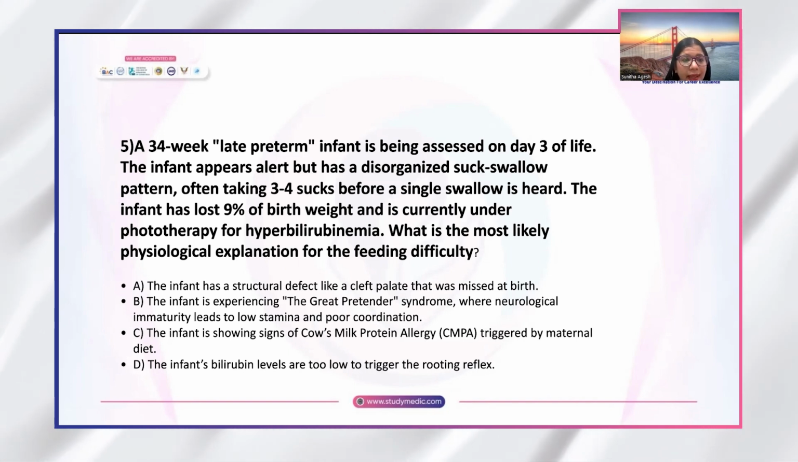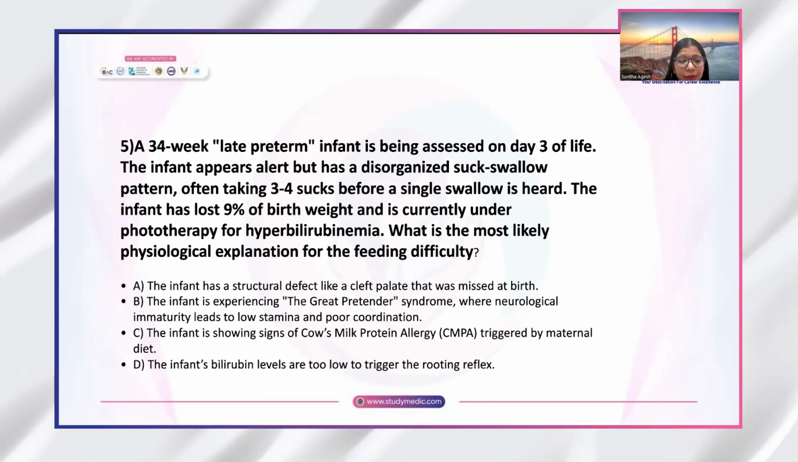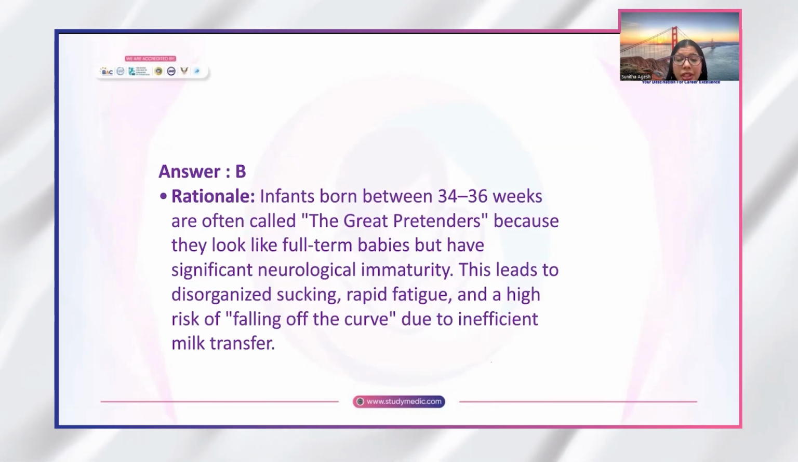Option A: the infant has a structural defect like cleft palate that was missed at birth. B: the infant is experiencing pretender syndrome, where neurological immaturity, low stamina, and poor coordination. C: the infant is showing signs of CMPA triggered by maternal diet. D: the infant's bilirubin level is too low to trigger the rooting reflex. So here, the option is B.